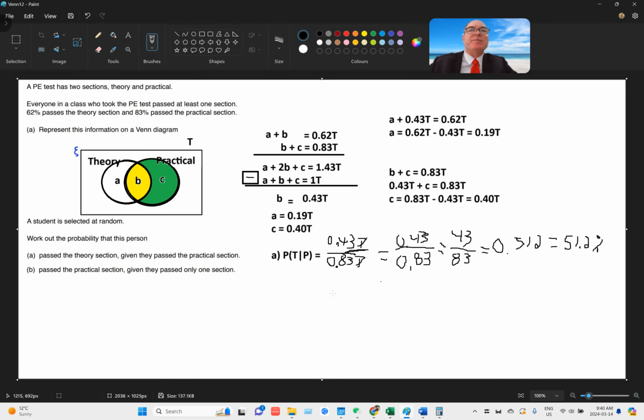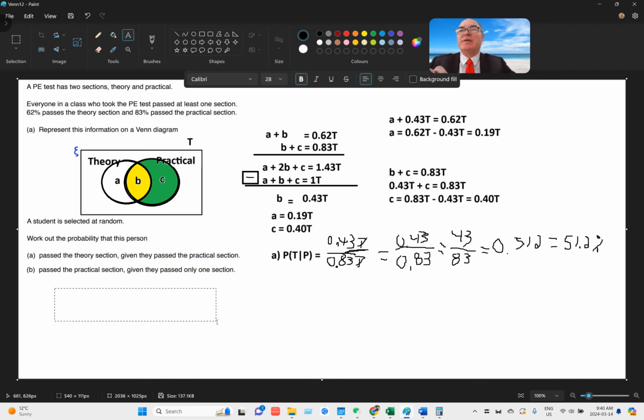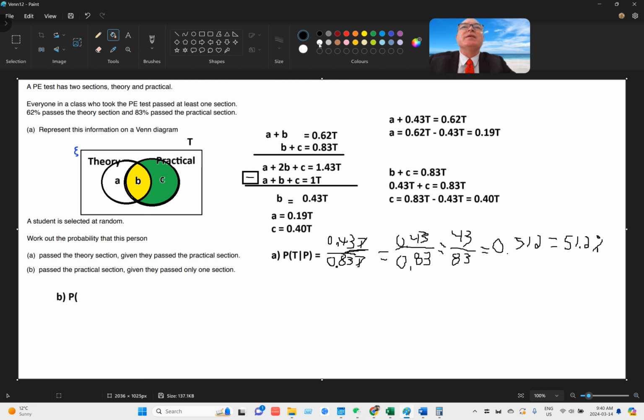All right, next one. Let's start with the typewriter here. I'll write this way down here. B. What do we want here? I want the probability that someone has passed the practical section, given that they passed only one section. Pass the practical, given that they pass only one section. No problem, we can figure this out. We need the colors to help us. White. Clear this, clear this. Green.